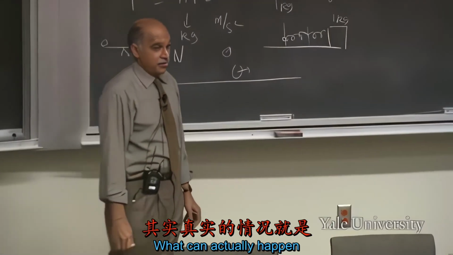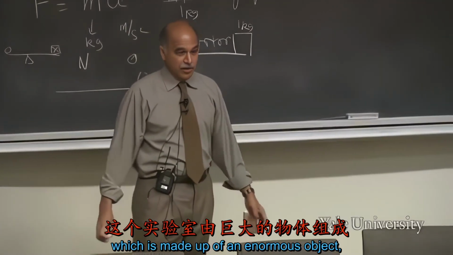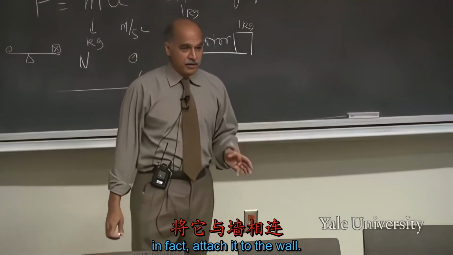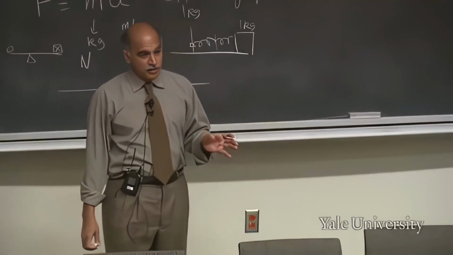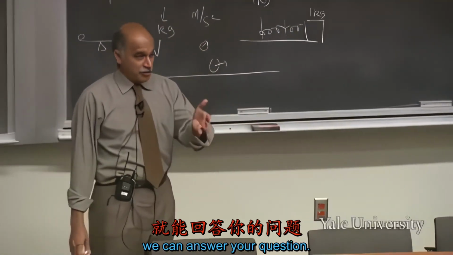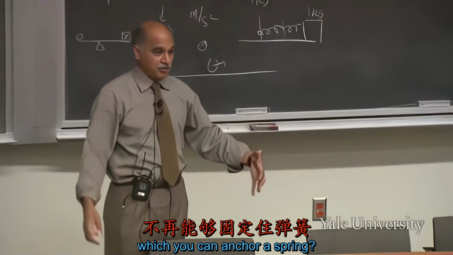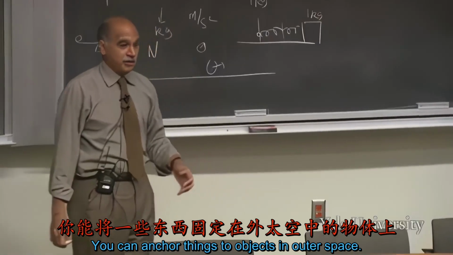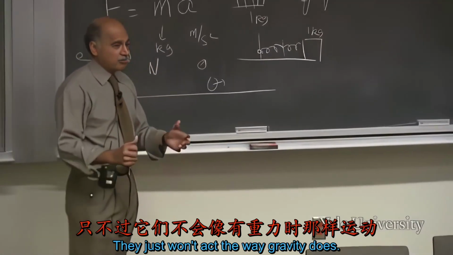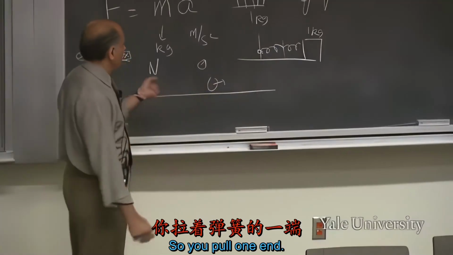What can actually happen is that if you're in an enormous laboratory, which is made up of an enormous object, then you will find that you can, in fact, attach it to the wall. You can go to outer space. No, it won't move very much. And once we know enough dynamics, we can answer your question. Does outer space even rob you of something to which you can anchor a spring? The answer is no. You can anchor things to objects in outer space. They just won't act the way gravity does, but you can nail it to the wall and pull one end. So you pull one end.